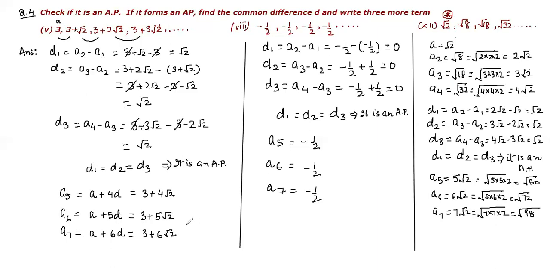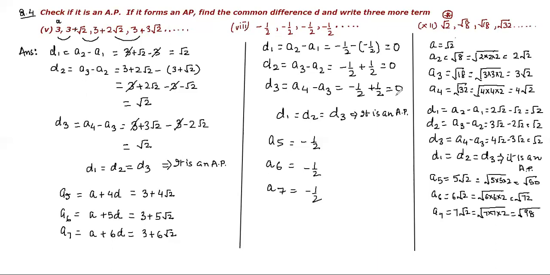Now again, let's see one more very important sequence. Here we have all the numbers same. Minus 1 by 2, minus 1 by 2, minus 1 by 2, and minus 1 by 2. We have to see in this case, is it an AP or not? So again, we will be finding D1, D2, and D3 as there are 4 terms given to us. So A2 minus A1, that is 0. A3 minus A2, again minus half plus half, 0. A4 minus A3, minus half plus half gives you 0.